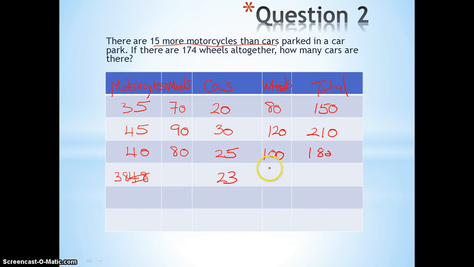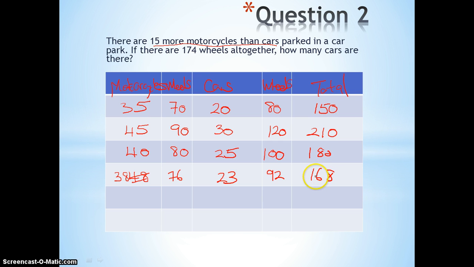23 times 4, I'll have 92 wheels here. And at the same time, 38 times 4? No, I should use 2 because each motorcycle has 2 wheels. So I should have 76 wheels. Now I have a total of 76 plus 92, I have a total of 168.